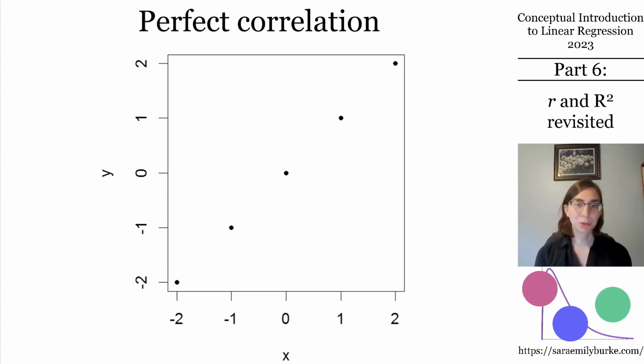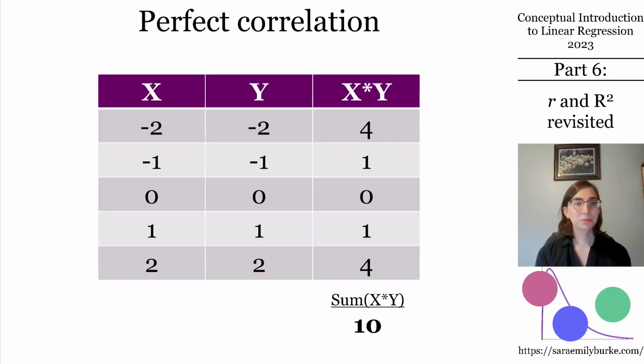Here's a pair of variables with a perfect correlation. Notice that the biggest values on x correspond to the biggest values on y, and the smallest values of x correspond to the smallest values of y. Let's try doing sum of products on this. It comes out to 10. That's more than when the numbers were arranged differently.